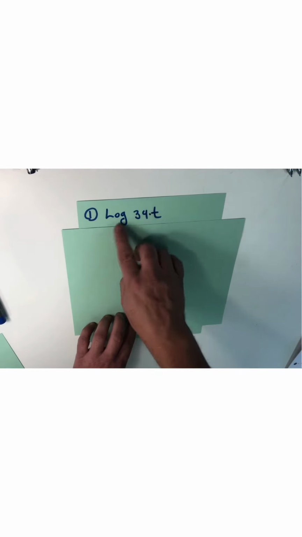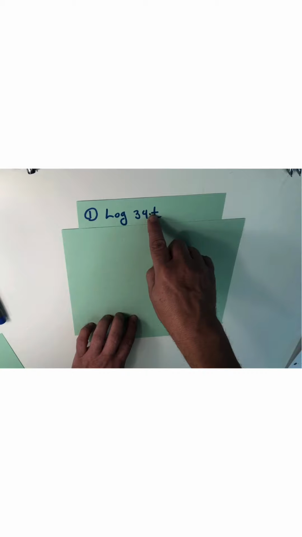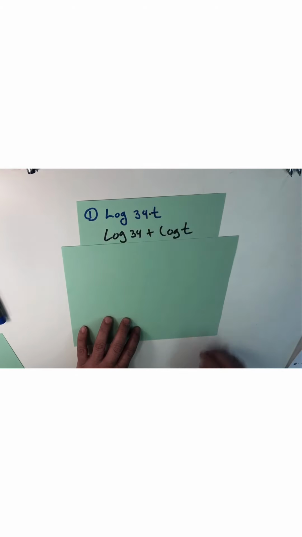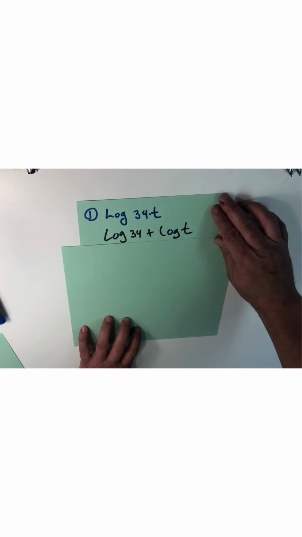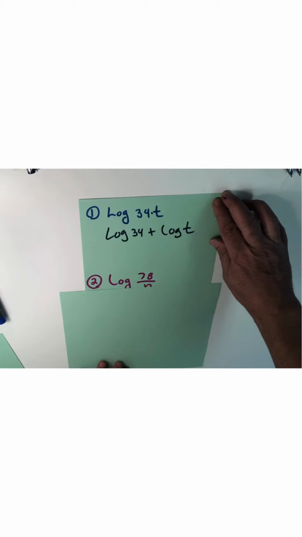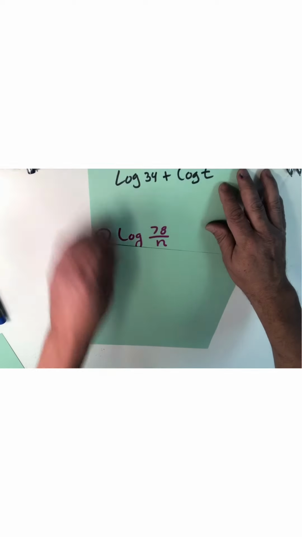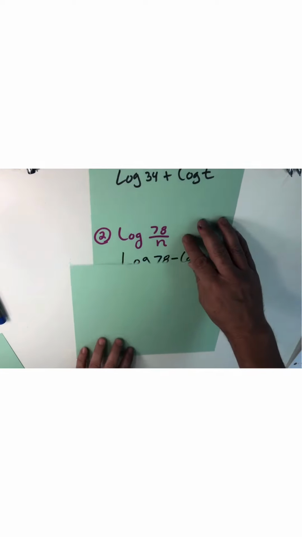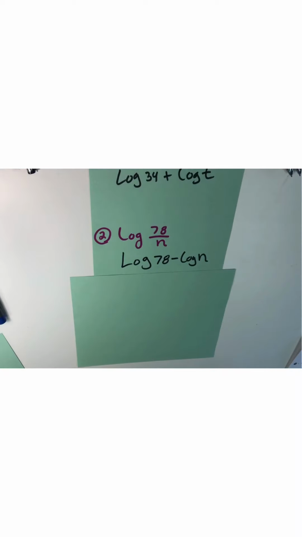What you're going to notice in question number 1 is that this is a log of 34 times t. Since this is multiplication, it's going to turn into addition. And so the answer is log of 34 plus, because of the multiplication, the log of t. And you're finished. The next one, number 2, says log of 78 divided by n. Now this is division, and with division with logs, you subtract. So it's the log of 78 minus the log of n, and you're finished. Like I said, they would be really easy.